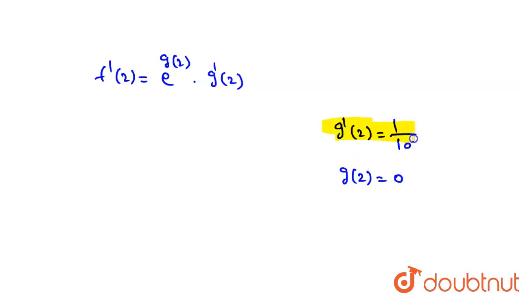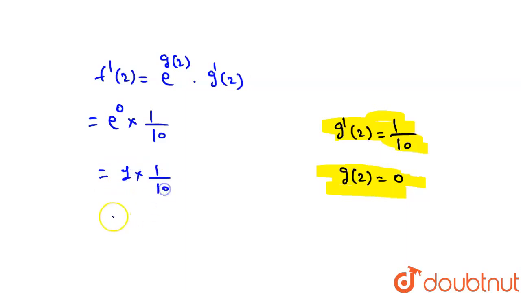Now we put these values in this equation, so we get f dash 2 is equal to e to the power 0 into g dash 2, which is 1 upon 10, and we know that e power 0 is 1, so 1 into 1 upon 10. So from here we get f dash 2 is equal to 1 upon 10. This is our final answer.